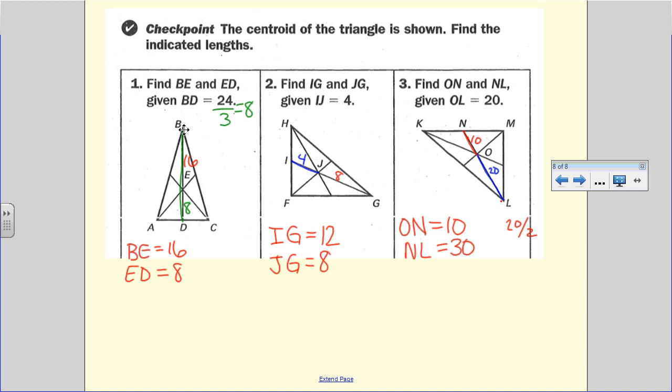Okay, so we're looking to try and find interior segments around that centroid, guys, whenever we can, and then using our addition to go through there.